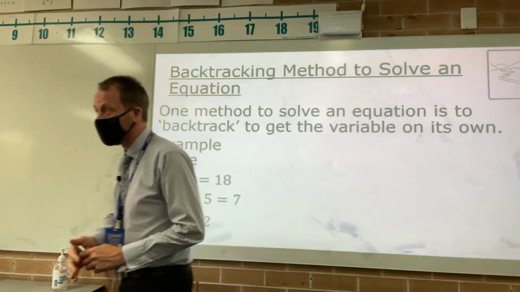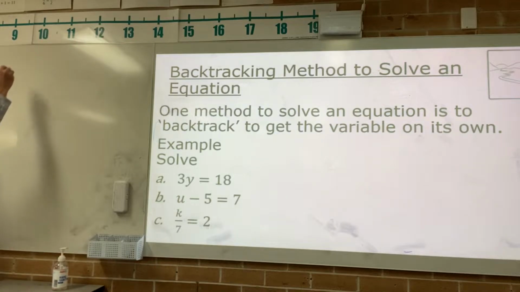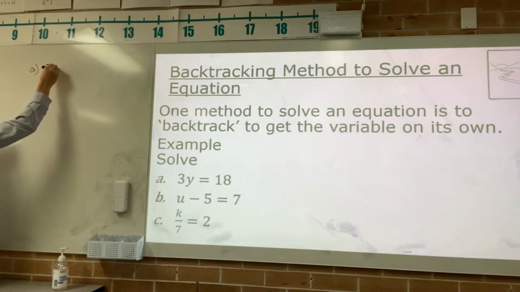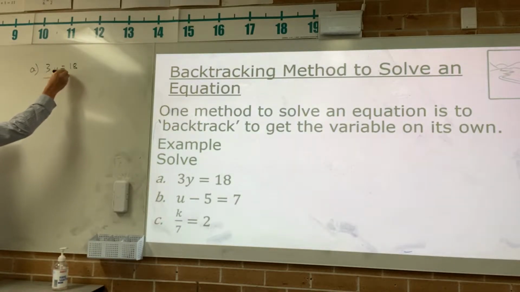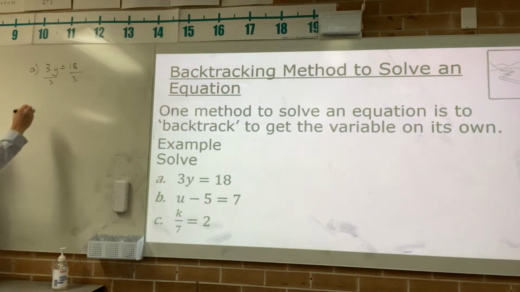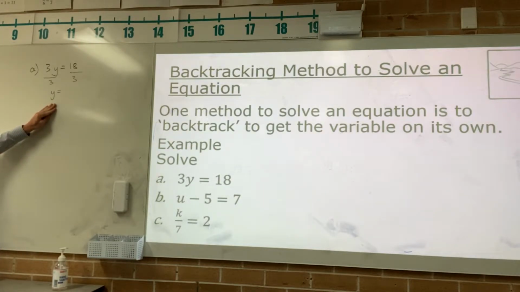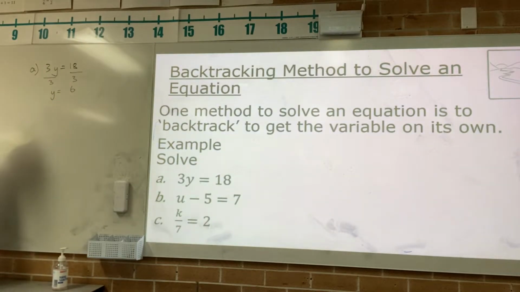So for example, with this first question here, where I've got 3y equals 18. There's only one thing that's been done to the left-hand side, and that is to multiply by 3. So if I am going to backtrack, I need to go and work out, well, if it's multiplied by 3, I reverse the process and I divide both sides by 3. Looks very similar. It's just that little bit of thinking I want in your mind. How do I backtrack? How do I get back so that I get y on its own? And in this case, y equals 6.